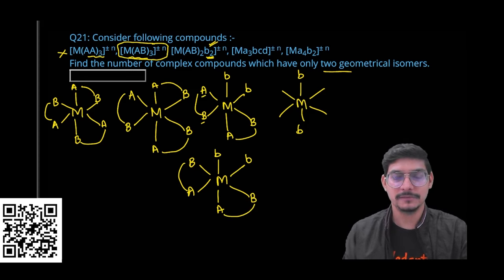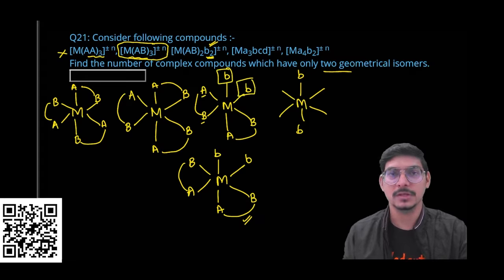And similarly, if you switch this A and B donor atom, then you will get another geometrical isomer. So there are 3 geometrical isomers possible for the cis isomer in which these 2 B donor atoms are cis. Now let us consider this in which the 2 B donor atoms are trans.